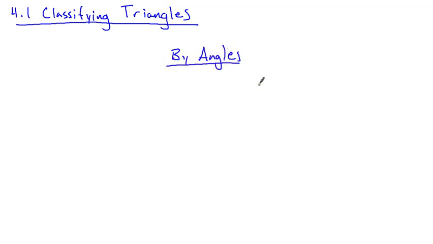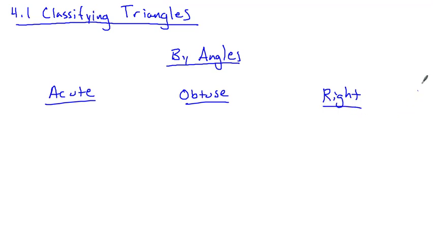So if you read a problem and it says classify the following triangles by their angles, this is what we're looking for. So there's three types. There are acute, there are obtuse, and there are right triangles. Now, I know that you already know all of these names and you know what all of these look like. But what you need to get out of this is that you can use this information to solve problems about these triangles.